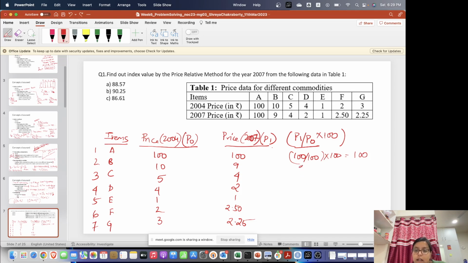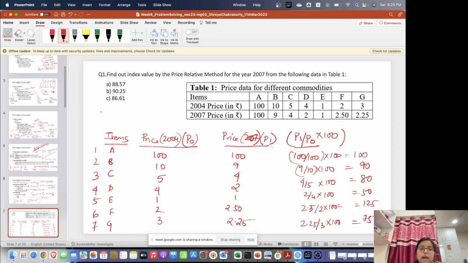This would be 9 by 10 into 100, that is 90. This would be 4 by 5 into 100, that is 80. 2 by 4 into 100, that is 50. 2.5 by 2 into 100, that would be 125, and this would be 2.25 by 3 into 100, this would be 75.